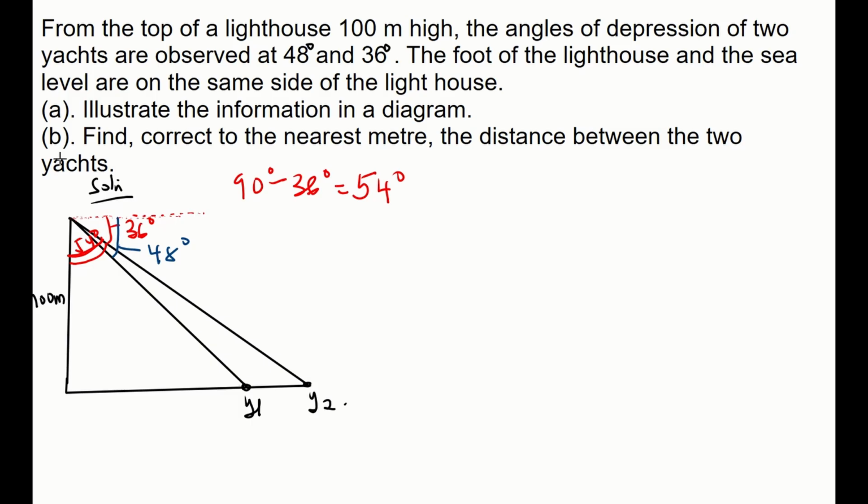Now let's also consider the 48 degrees. The angle formed from yacht 1 to the lighthouse is also going to be 90 degrees minus our 48 degrees, which gives us 42 degrees. So here is 42 degrees.